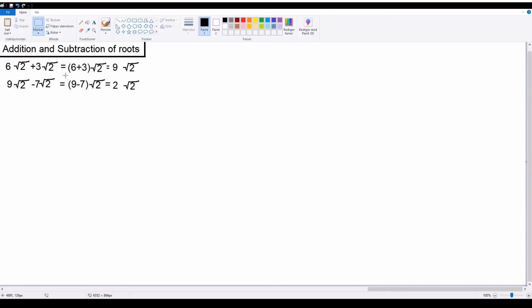You do the same thing for subtraction. So 9 square roots of 2 minus 7 square roots of 2 equals brackets 9 minus 7 square roots of 2, which equals 2 square roots of 2. Now, as mentioned earlier, when you have a root, it essentially acts as its own variable, meaning that you could replace it with essentially any letter.